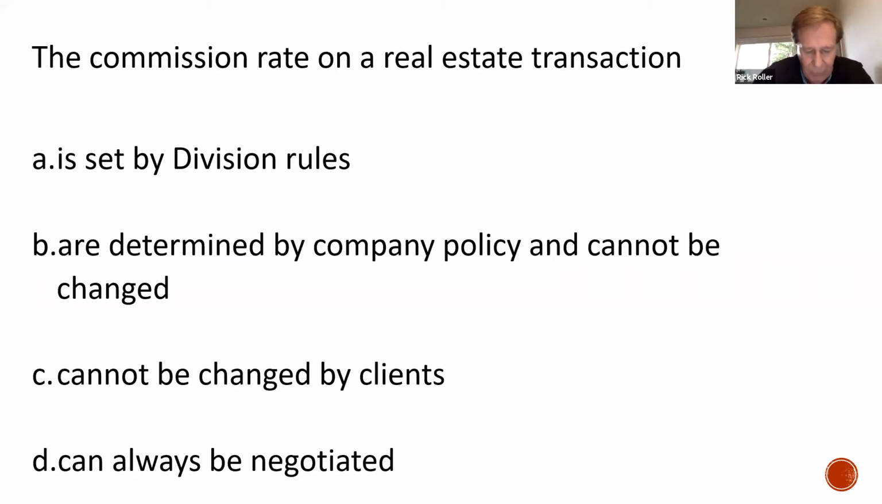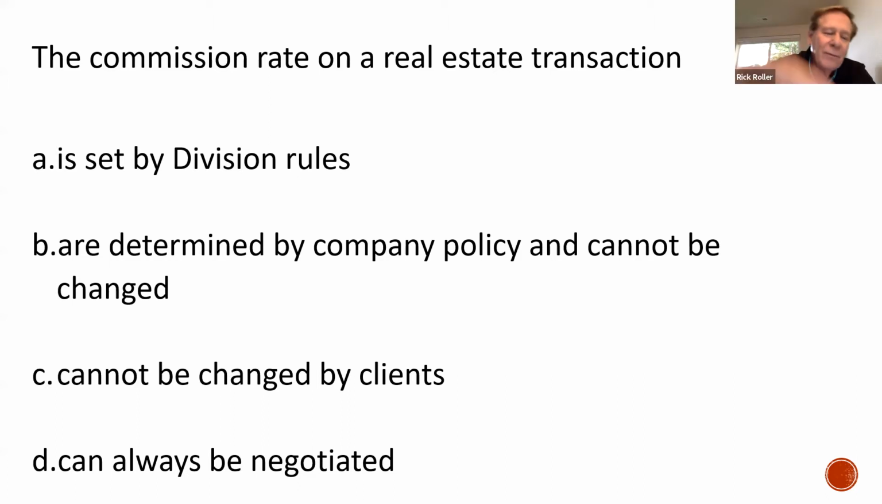Okay, the commission rate on a real estate transaction. Now, guys, are there rules at the division that you have to charge certain amounts of money? No, of course not. Commissions are always negotiable. B, are determined by company policy and cannot be changed. Not really. Cannot be changed by clients. How about D, can always be negotiated?